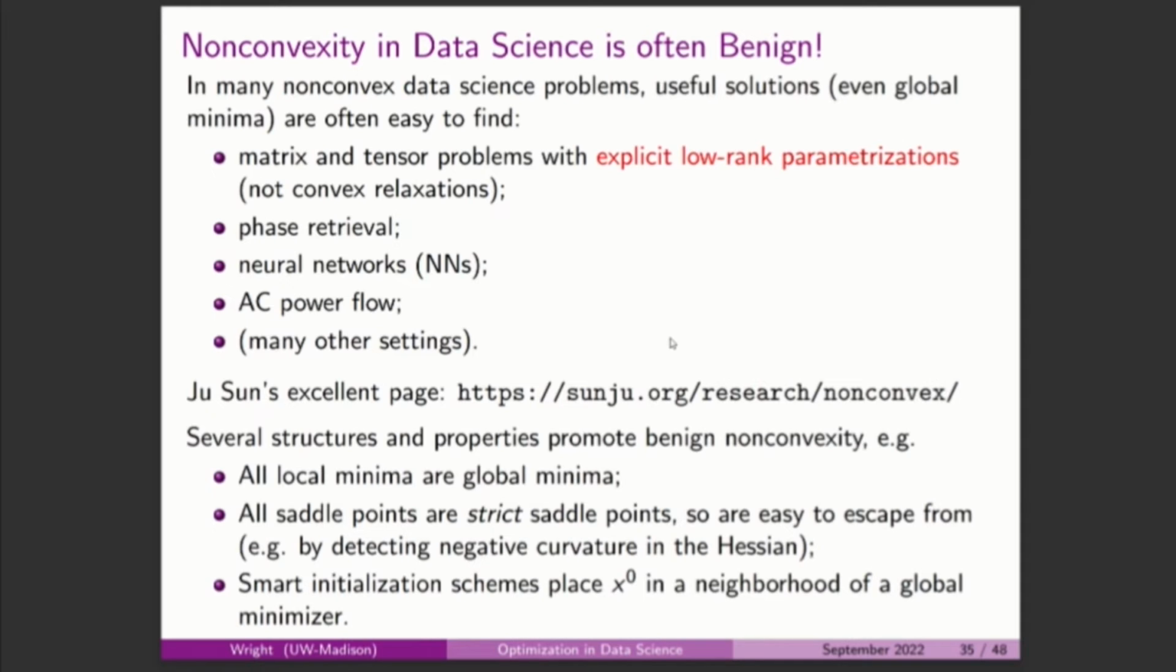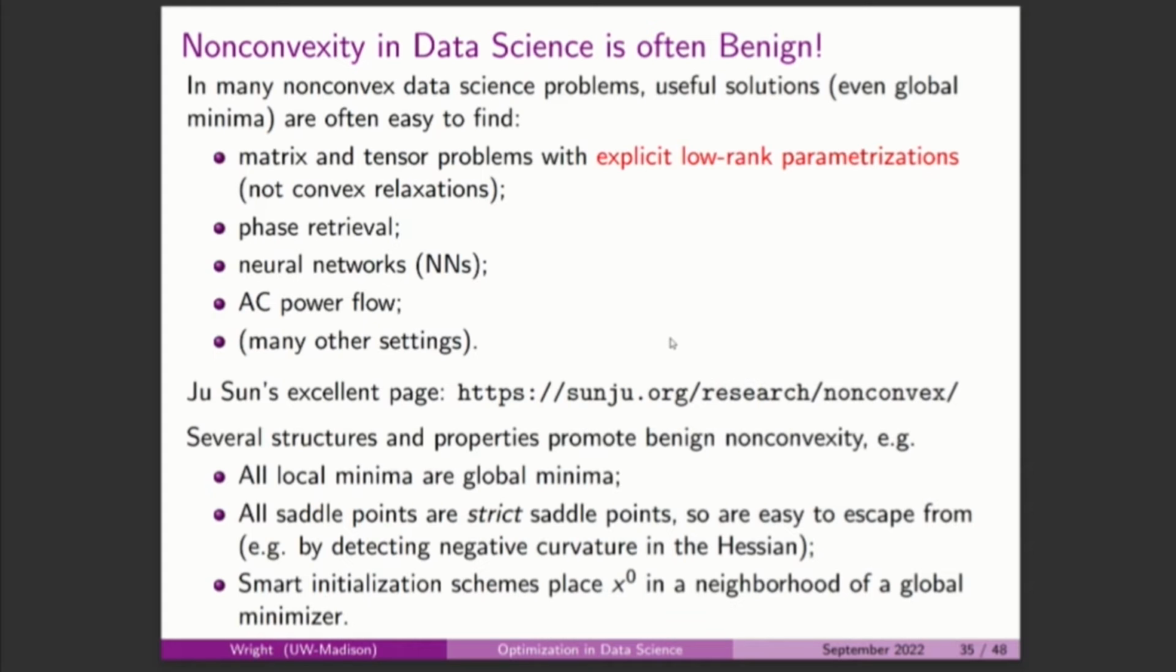Ju Sun has an excellent page where he keeps track of all the literature in this area. He's been doing this for a few years, I think, and he's got a very long list now of problems where non-convexity is proven to be not as bad as people thought. And there are several kinds of reasons for this being benign. One is that you can have problems where, yes, there are a lot of local minima, but they all achieve the same objective value. So all local minima are global. As long as you can find one of the local minima, you're done. Another property that's quite common is that all saddle points are strict saddle points. Saddle points are points where the gradient is flat, but the curvature, the second derivative, could curve upwards like a convex problem in some directions, and curve downwards in other directions.